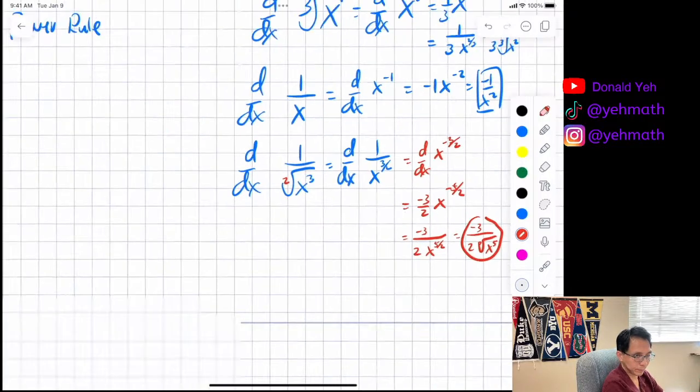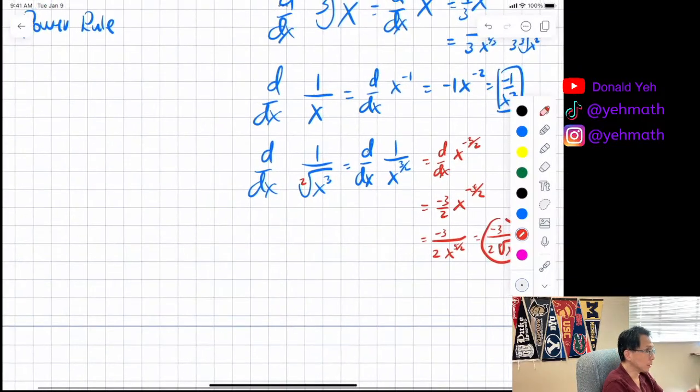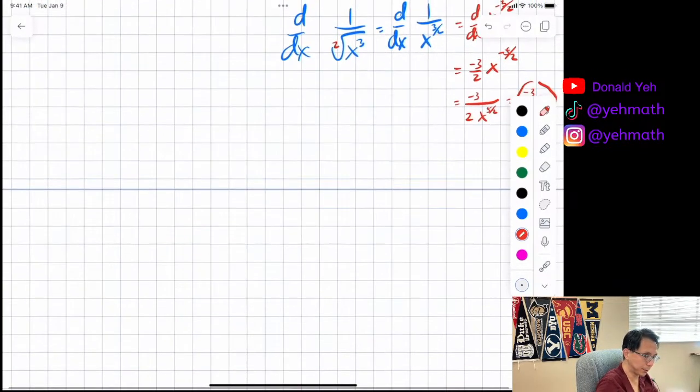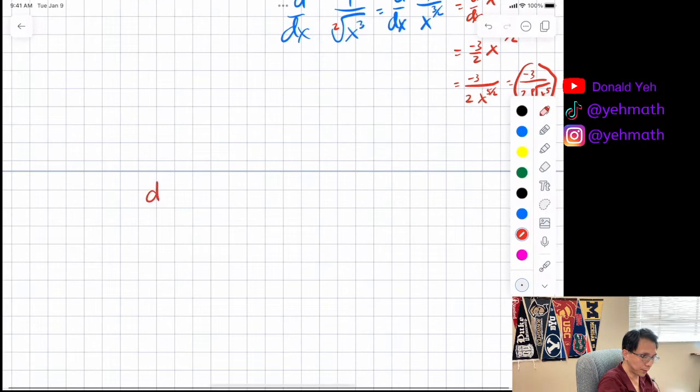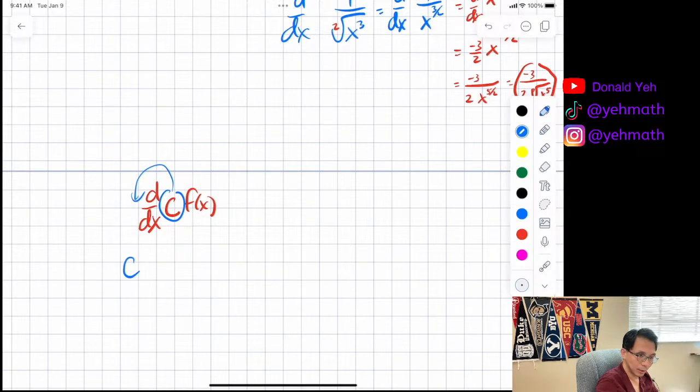All right, next. We're going to talk about the constant multiple rule. This rule is very underrated, but it's very, very important. Let's say d/dx of a constant times f of x. This constant can be taken outside like this to become c times d/dx of f of x.